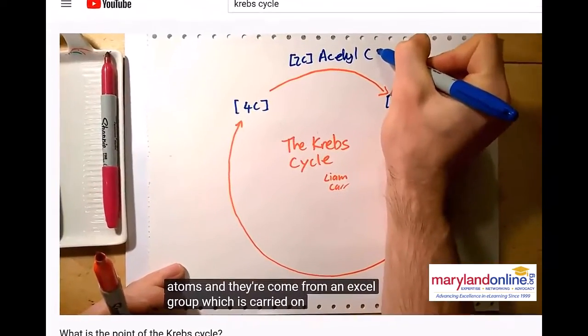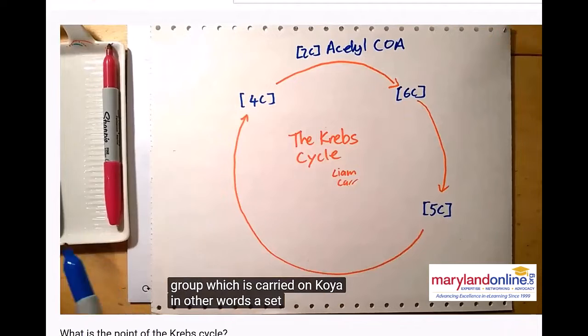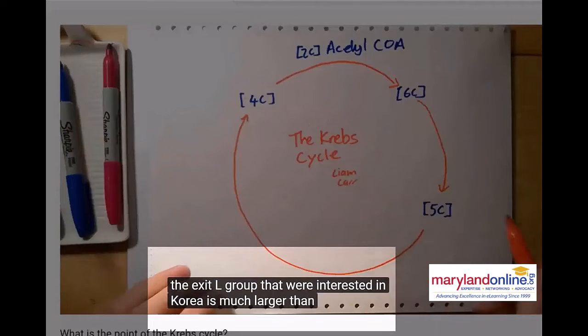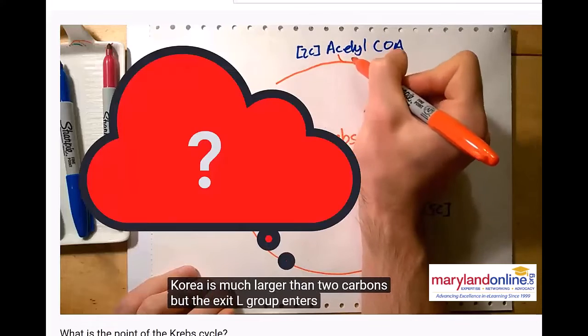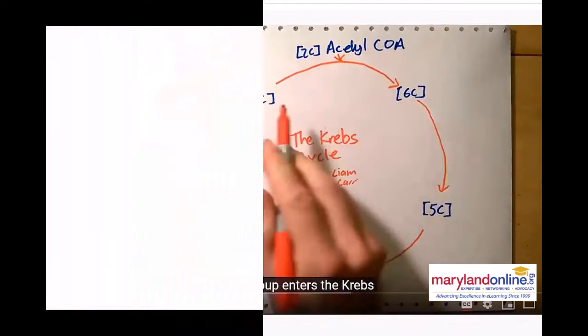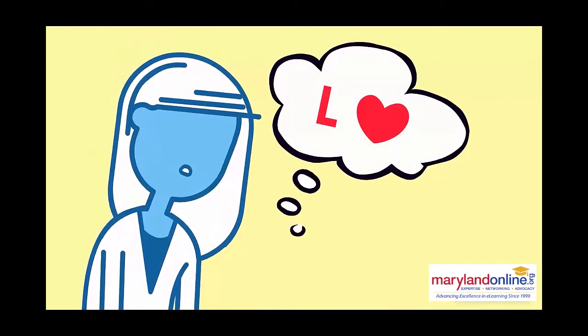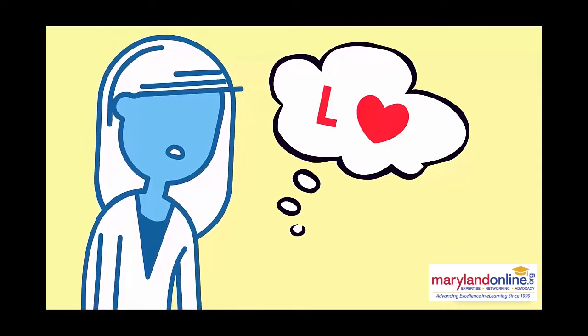Which is carried on COE. In other words, acetyl COE. And it's the acetyl group that we're interested in. COE is much larger than two carbons, but the acetyl group enters the Krebs cycle. I suppose you do not need to be a scientist to recognize that chorea is much larger than two carbons, but who knew the L group was even interested?